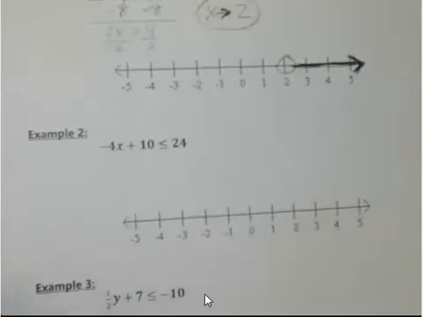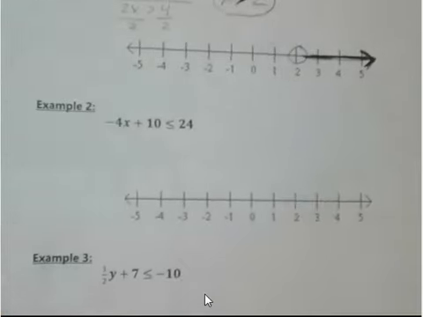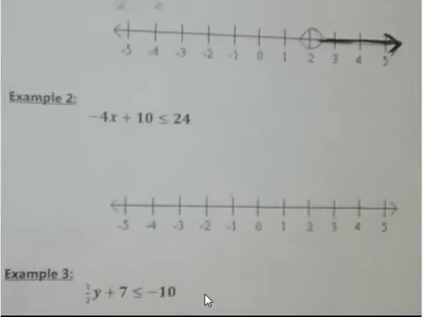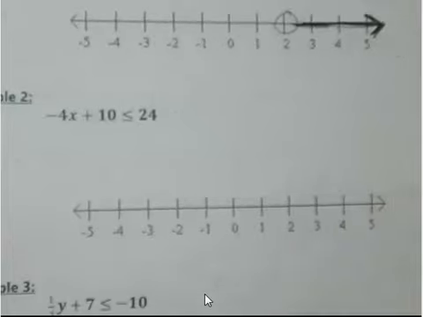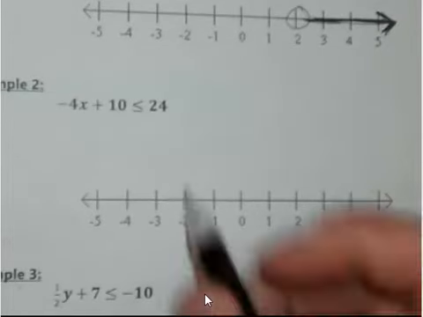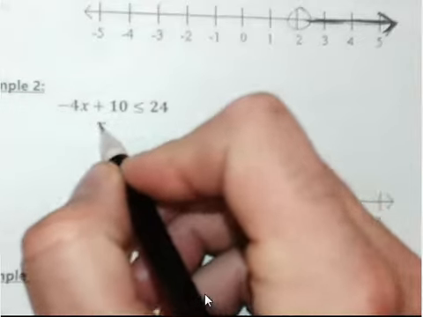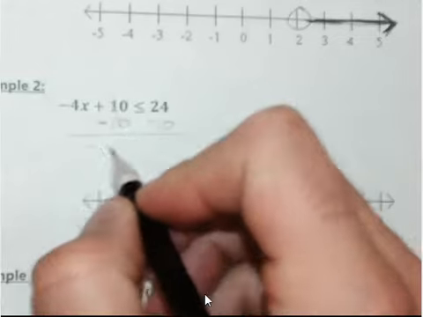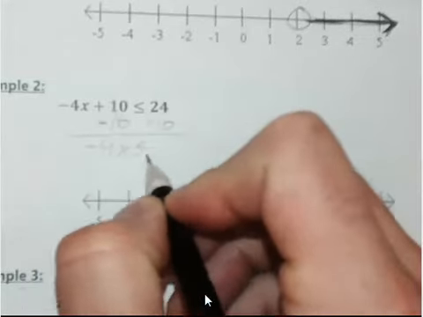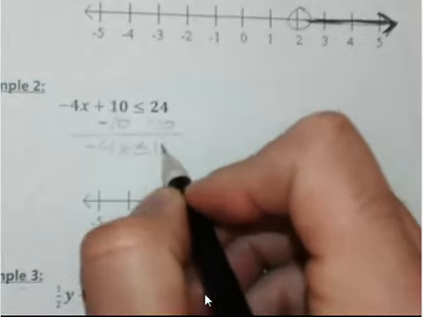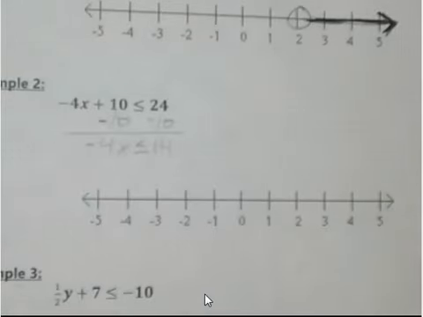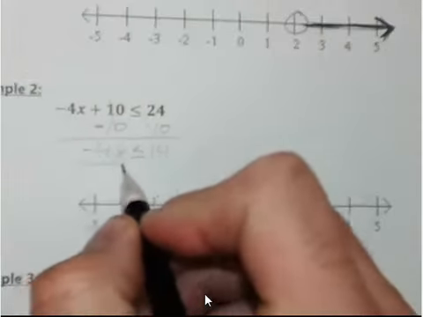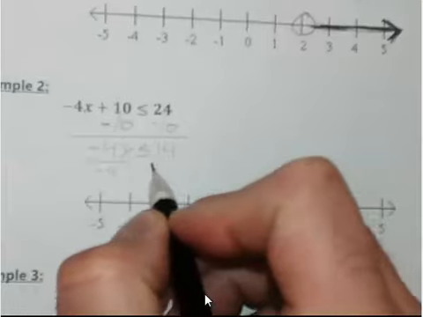Example number 2. We have negative 4x plus 10 is less than or equal to 24. Solving this just like an equation, we're going to get rid of our constant first. We have plus 10, so we're going to subtract 10. I draw my little line to keep everything organized, so those cancel. We're left with negative 4x is less than or equal to 24 minus 10, which is 14. So now we're left with negative 4x is less than or equal to 14. We're going to divide both sides by negative 4 because this is negative 4 times x. The opposite of times is divide.